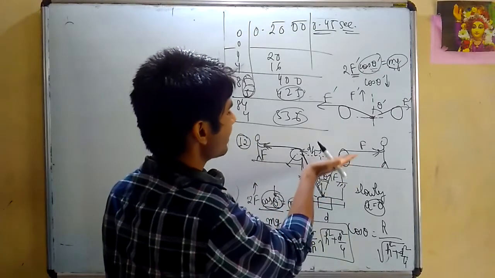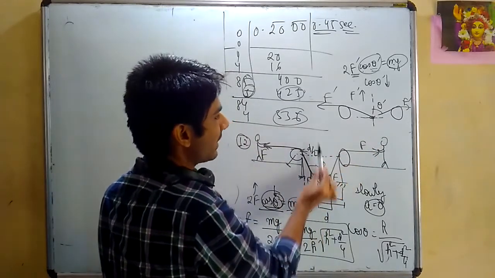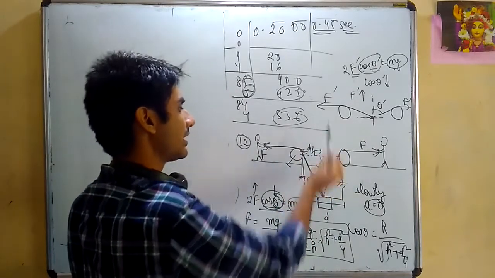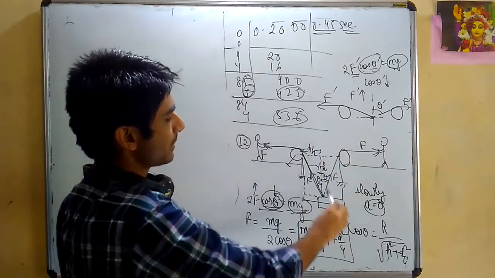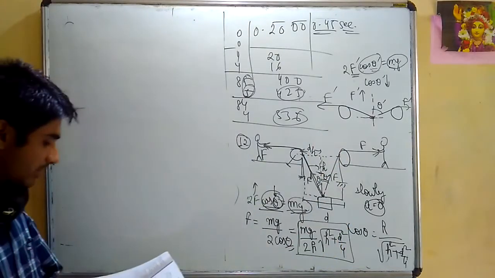Therefore, as the person rises up, more force should be added, because theta is increasing, so more force I should give, so that the addition of components remains the same, and that is mg in the downward direction. So that is the physical explanation of that.